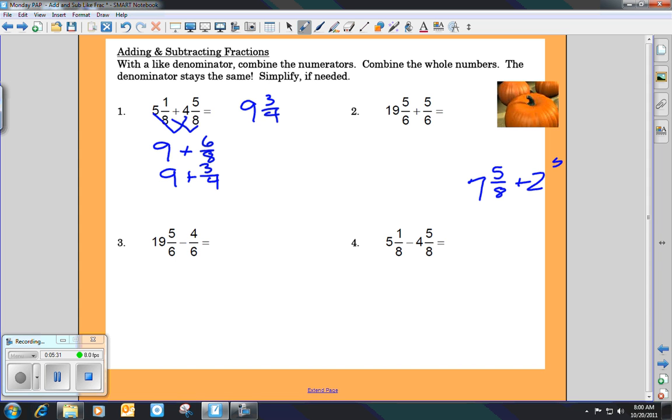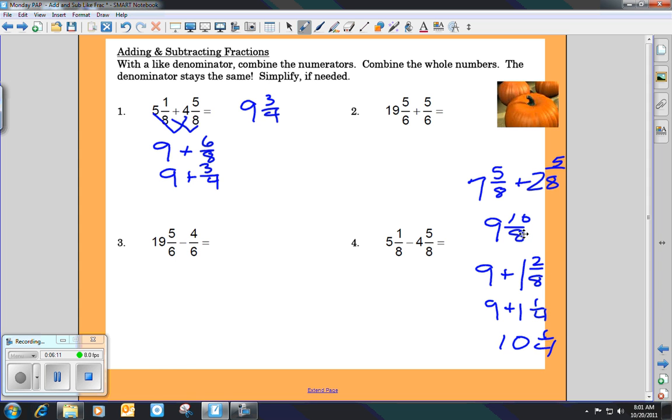plus 2 and 5/8, I'm going to have a total of 9 for a whole number, and then 5/8 plus 5/8 is 10/8 for my fraction. Now, I know this is an improper fraction here, this 10/8. So I can take 1/8 out of here and add it to the 9. So what I'm actually going to have is 9 plus, and that'll be 1 whole plus 2 more 8ths, or 1 1/4. So I'm going to have 9 plus 1 1/4, which will be 10 1/4.